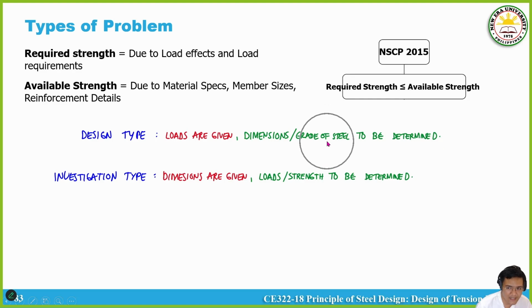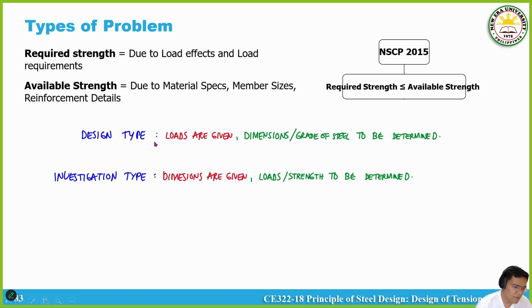possibly grades of steel. While yung isang type which is the investigation type, usually sa board exam ito lang naman yung lumalabas, no? Dimensions are given or yung material properties is given. So ito yon, itong available strength, kasi nga available strength yun, yung mga sizes and material specification. Ang hahanapin mo would be the loads, or the strength, nung given section. So parang baliktad naman yon.